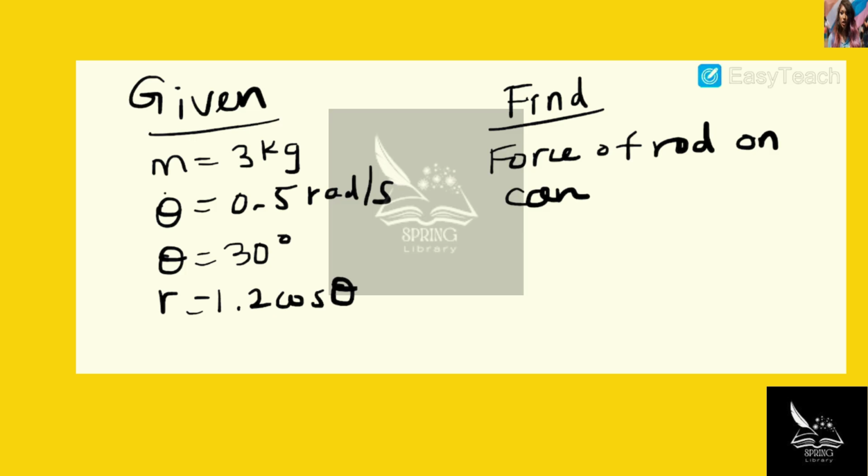Hi everyone. So what we have here is a problem of a smooth can of mass 3 kilograms that is lifted from a feed to a ramp by a rotating rod. The rod maintains a constant angular velocity of 0.5 radians per second, and the path is given by r equal to 1.2 cos theta. What we're asked to do is solve for the force that the rod exerts on the can at the instant of theta equal to 30 degrees.